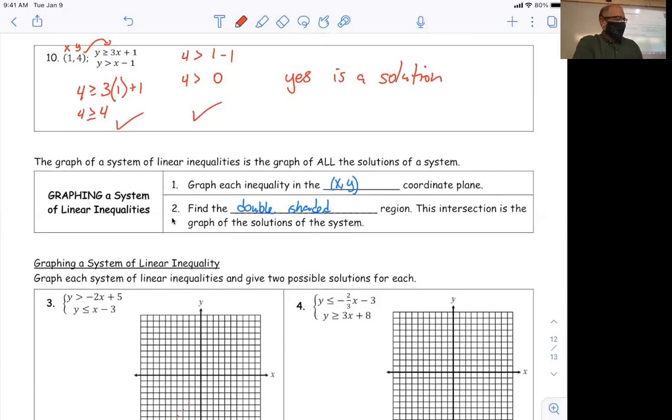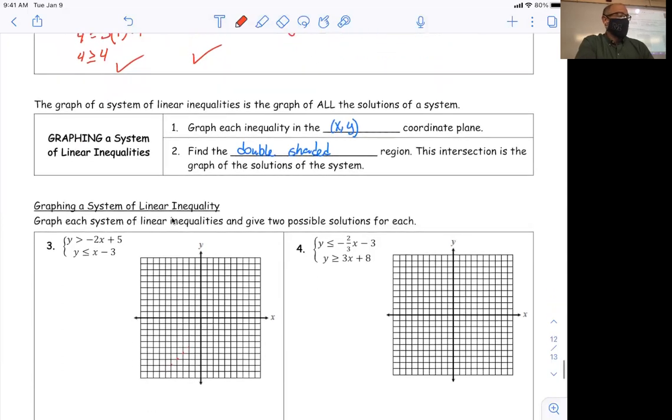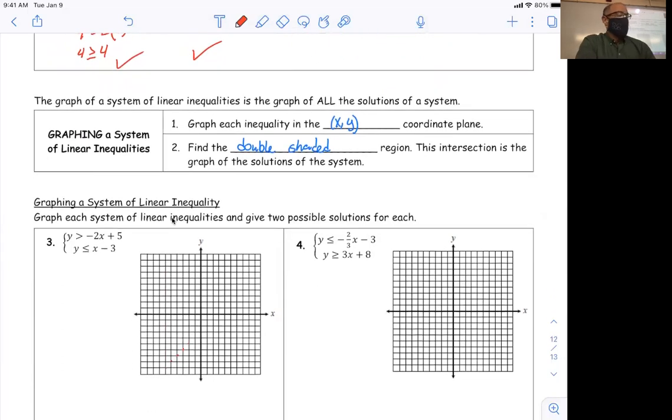Okay, so the graph of a linear system is going to be the graph of all the solutions in the system. We have a 2-step process. Really, this is an extension of yesterday. We're just going to graph linear inequalities exactly like we did yesterday. The only difference is now we're going to have 2 inequalities at a time, and we're going to have to find a common shaded region. That's the only difference between yesterday and today. So let's pop into yesterday.